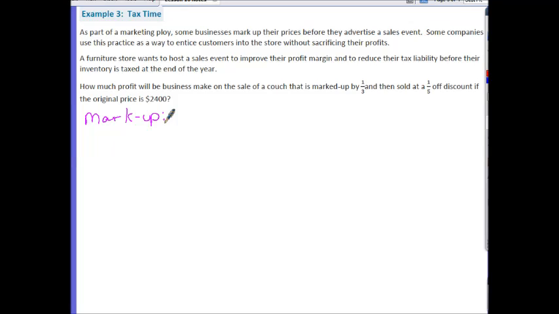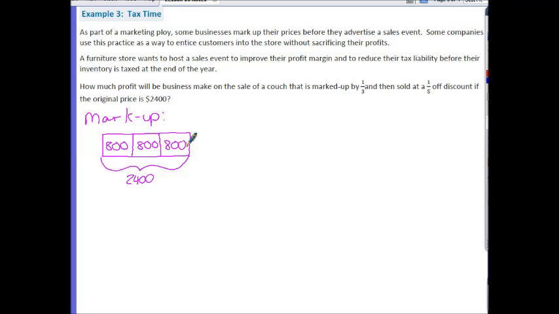So for the markup, first, I have my original cost of my item, which the original cost is $2,400. And we are going to mark it up by 1/3. So I'm going to break this up into thirds. And so I can take 2,400 and divide it by 3, and that gives me 800. So 1/3 of this item is 800.